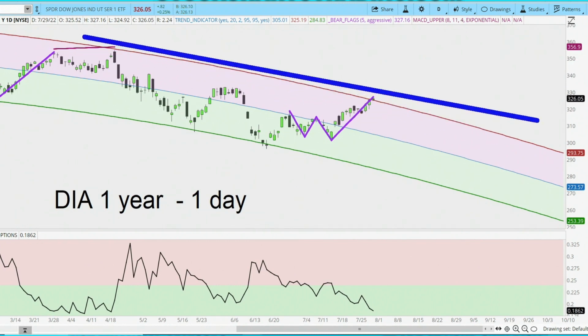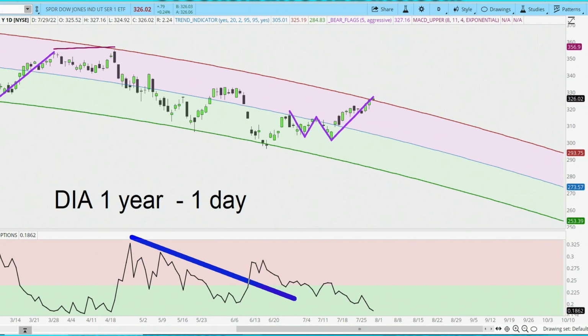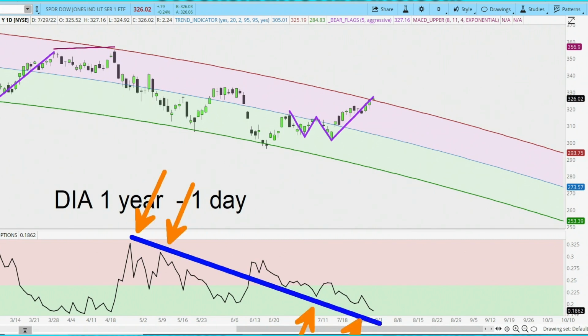But obviously I wouldn't tell you to take this bear flag if I thought price action was going to go that high up, because this trend indicator channel is very powerful. Not to mention the implied volatility. Old resistance makes new support. All of the signals are price action is going to start coming lower as implied volatility starts raising up.